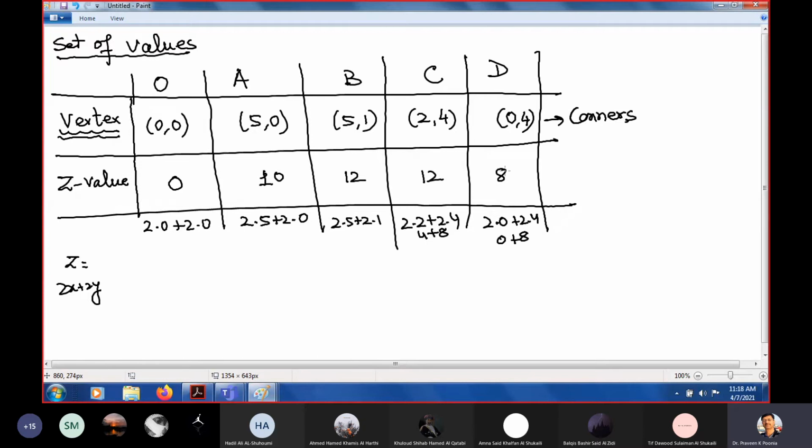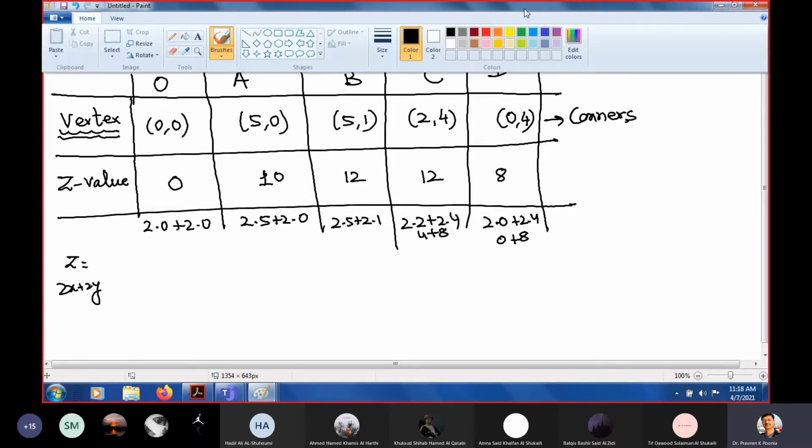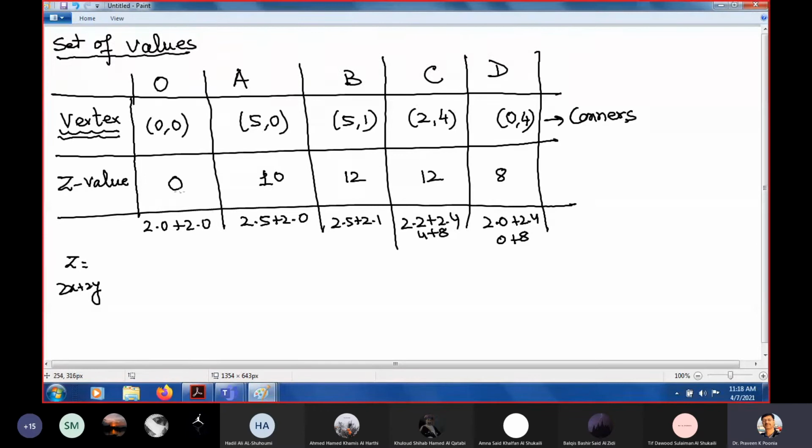So dear friends, these are the values of Z. Clear? And please note down that this is the minimum value, minimum 0. But the maximum value exists at 2 points.